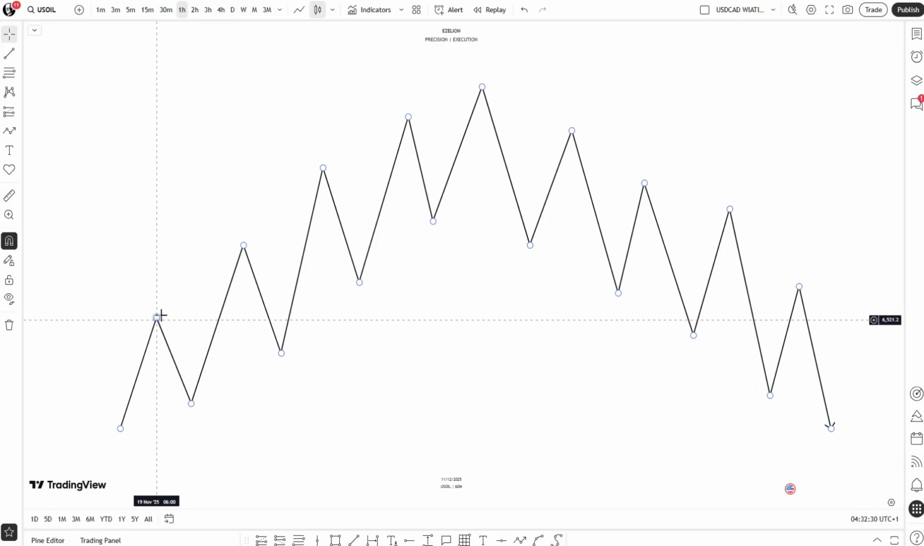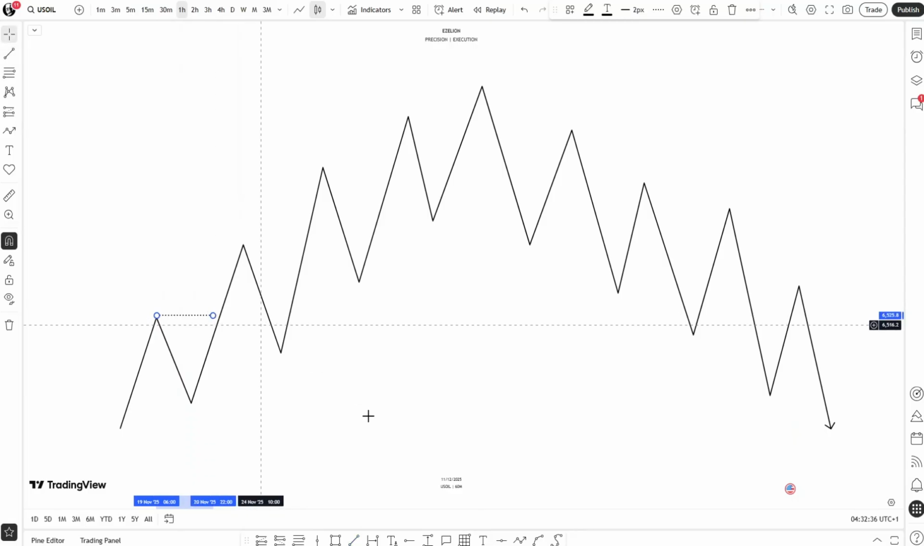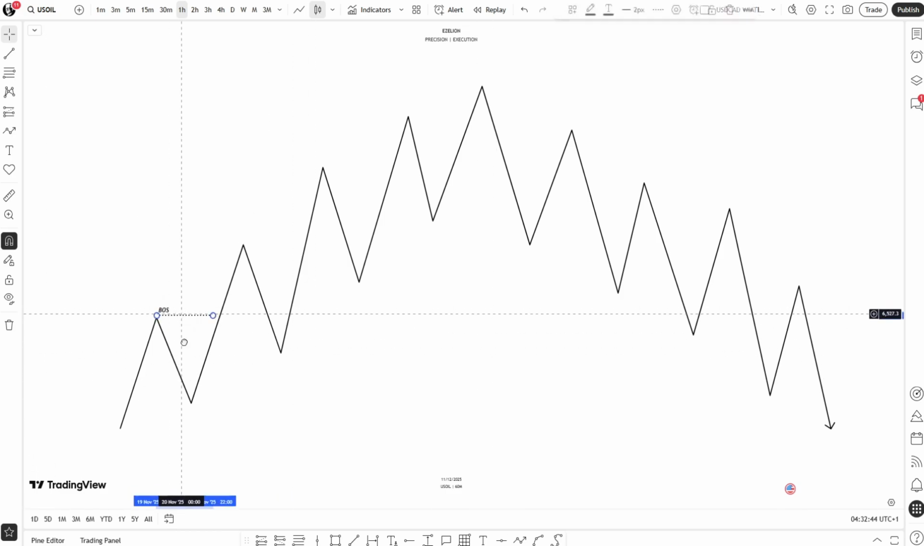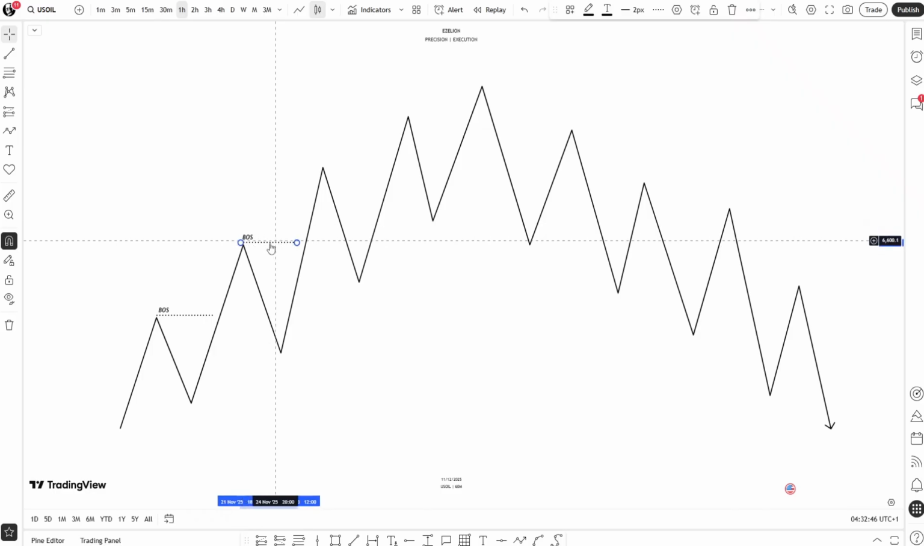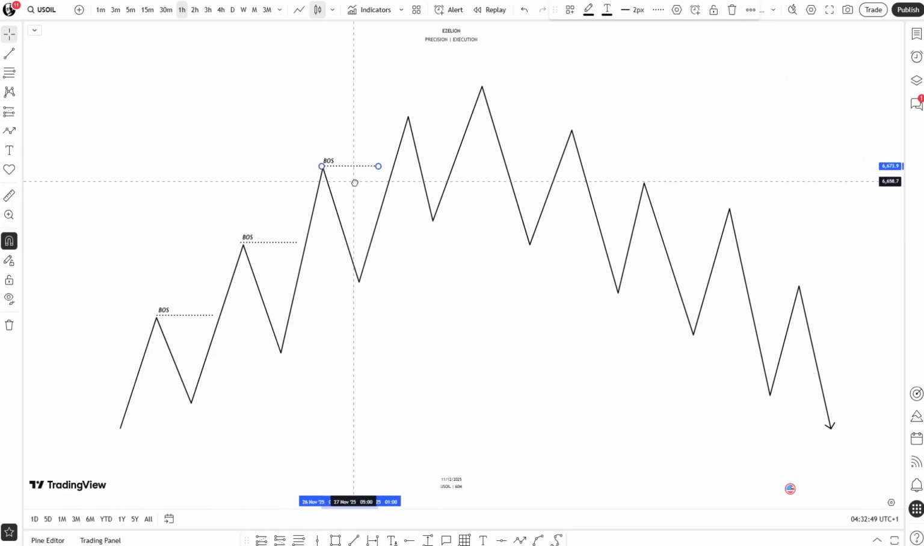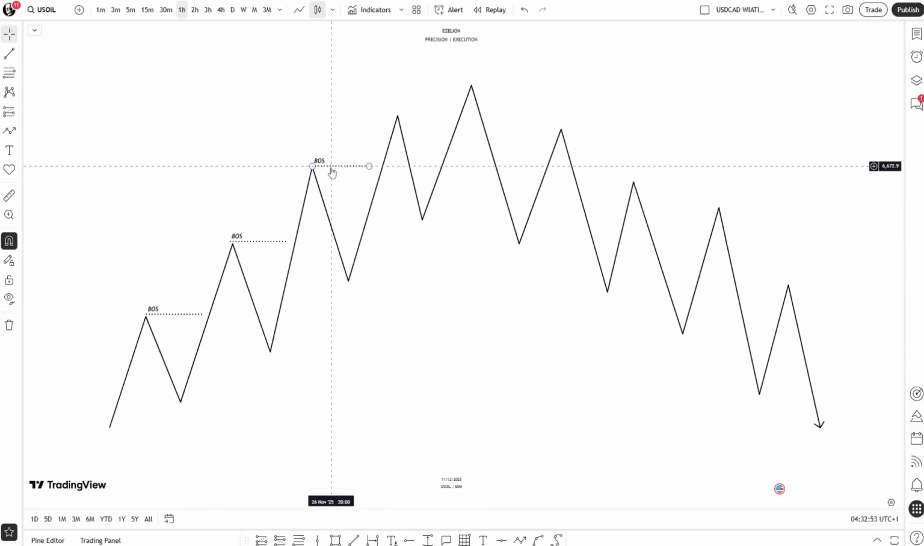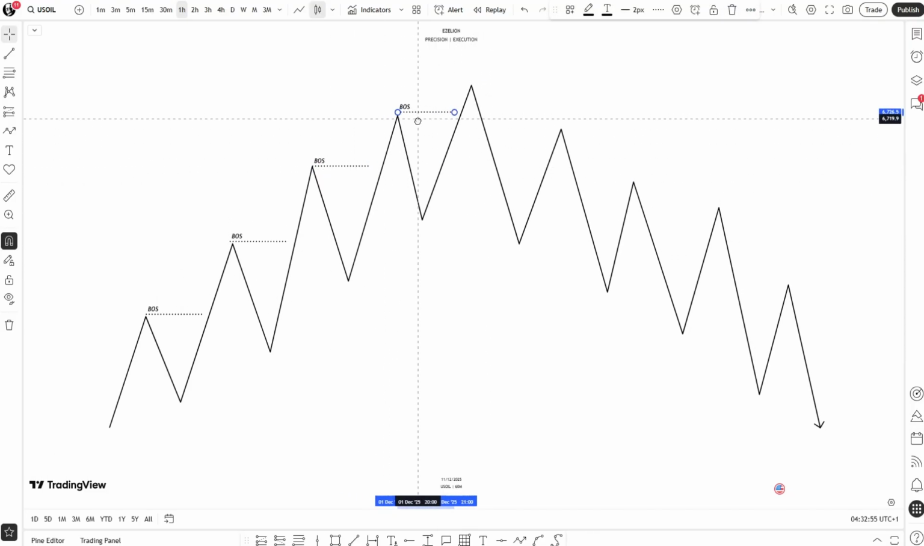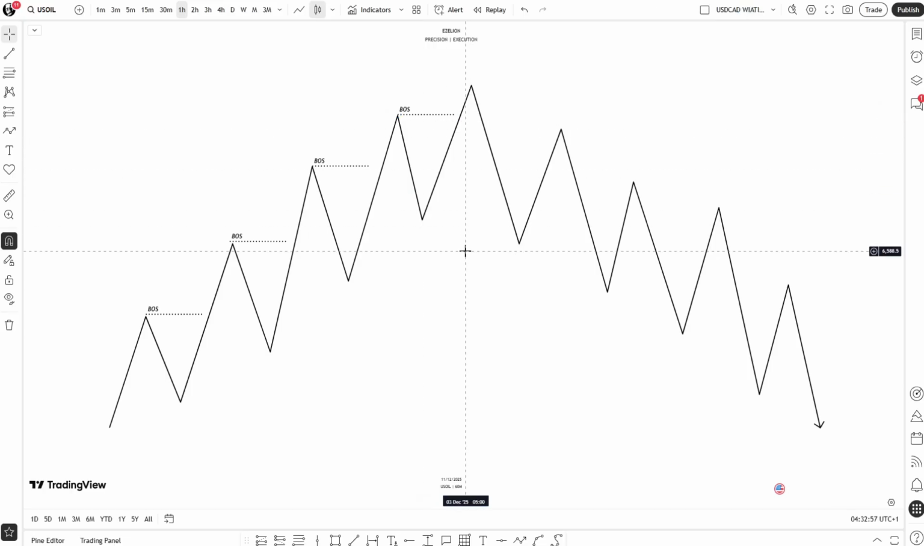It is basically when price in an uptrend breaks the last higher high. When it breaks the last higher high in an uptrend, what you have there is a break of structure, and so on.